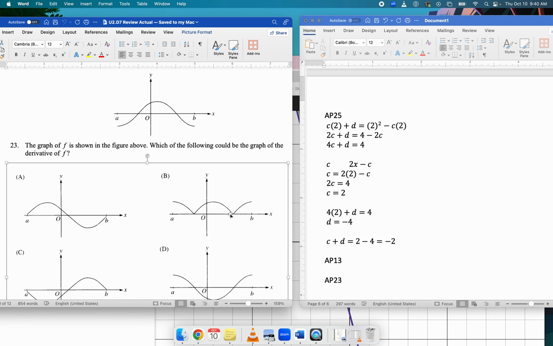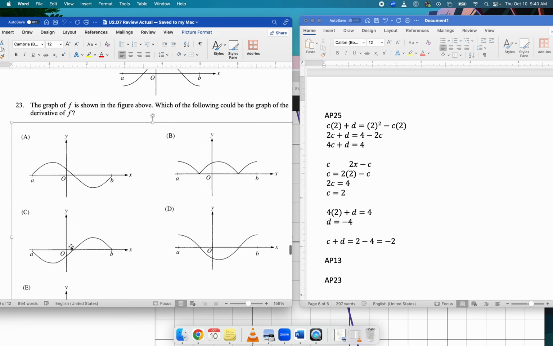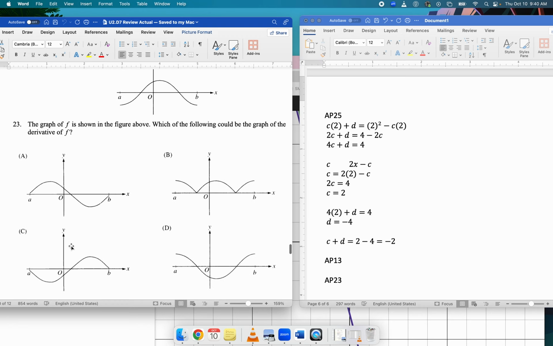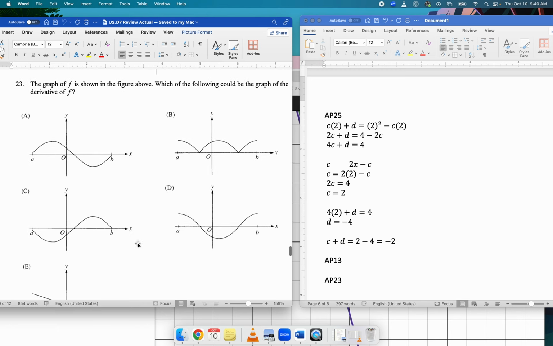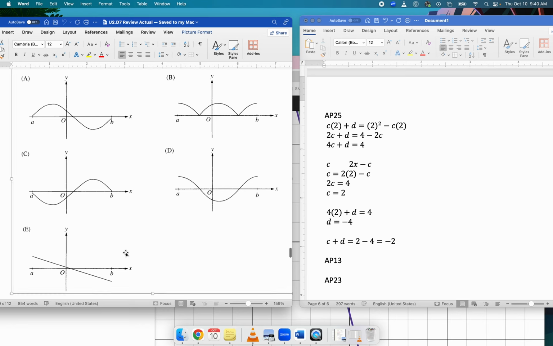I don't think it's B, because the value's not 0 at that location. Could be C. I don't think it's B either, because I want the derivative to be 0 right here, a little bit past the origin, and it's not. I guess it could be E. So I think it's either A, C, or E, because all three of these have a value of 0 at this location just to the right.